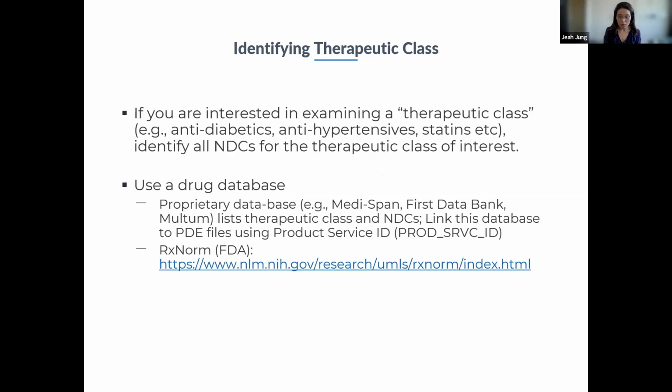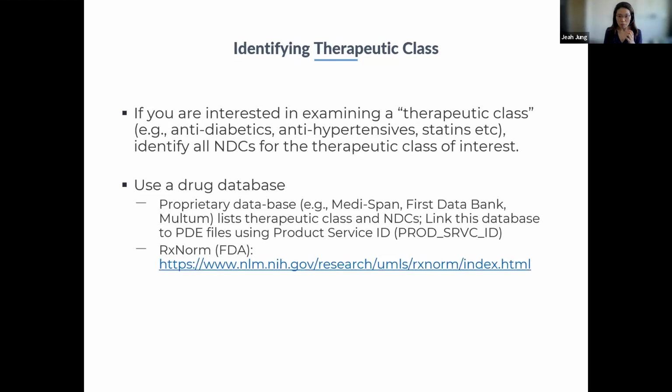Now, this question has come up a couple of times. So yes, oftentimes we are interested in examining therapeutic class, right? So you want to capture all the drugs that are used to treat diabetes, anti-diabetics or anti-hypertensives and statins. And it is really hard to capture them with just the names or NDCs.